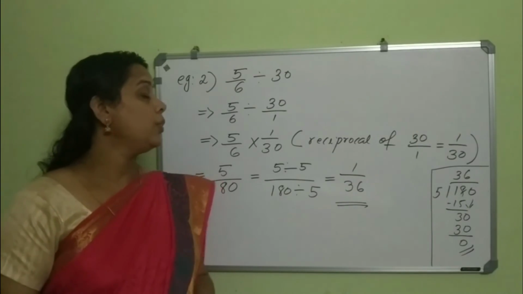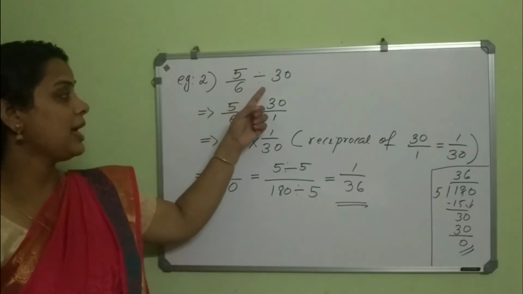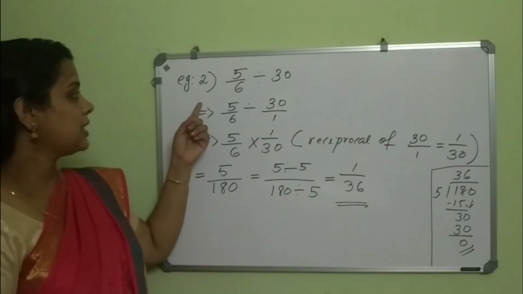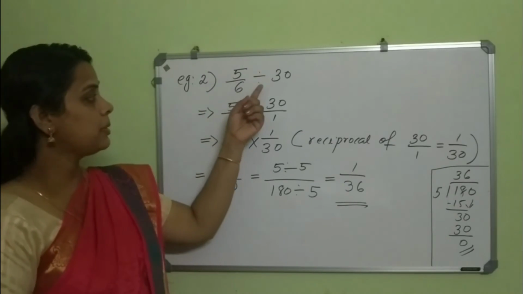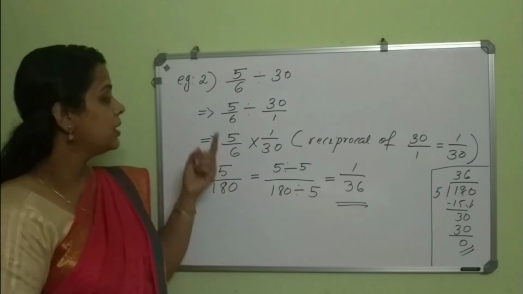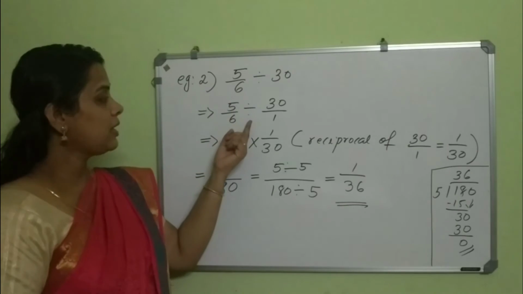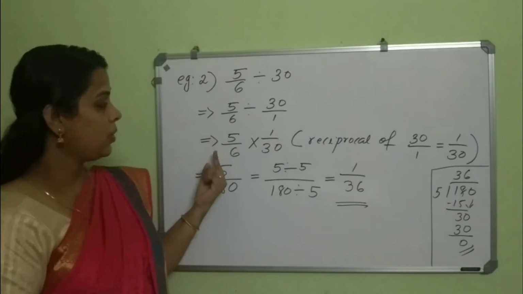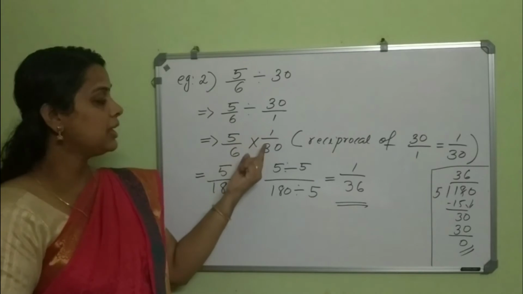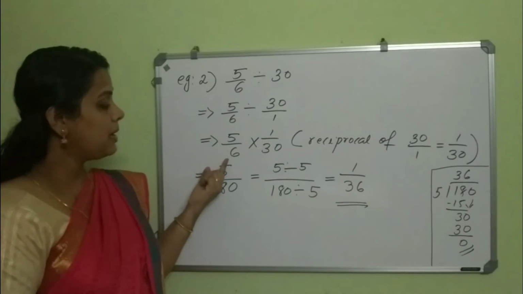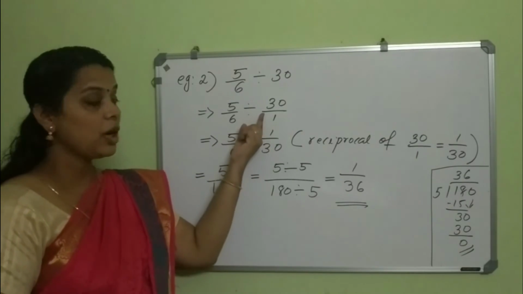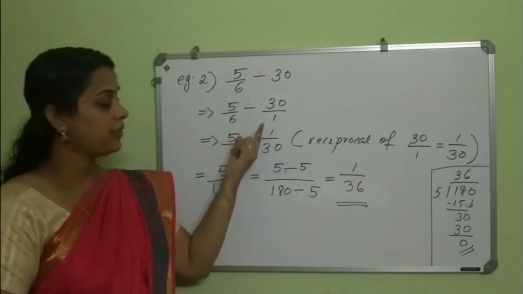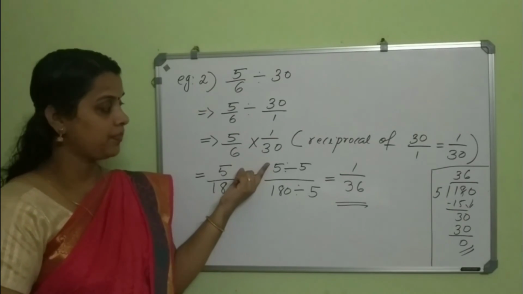Next is how to divide a fraction by a whole number. See this example. 5 by 6 divided by 30. That we can write as 5 by 6 divided by 30 by 1 as a fraction. Now, find the reciprocal of 30 by 1. That is 5 by 6 into the reciprocal of 30 by 1, that is 1 by 30.